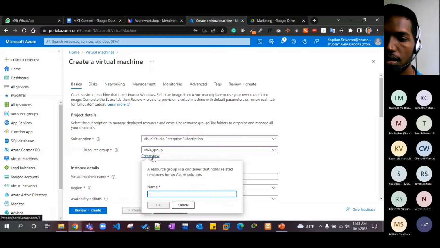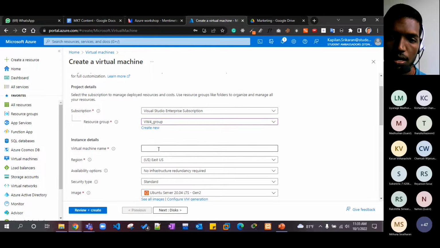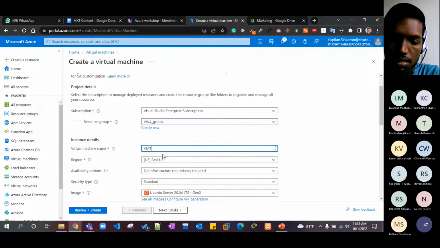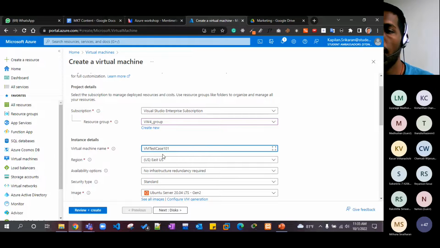So if you don't have any group, you just create it. There are no formalities, right? You also want to create the name for the virtual machine. So I am creating the virtual machine test case. I just create the test case, and here you can see the region.